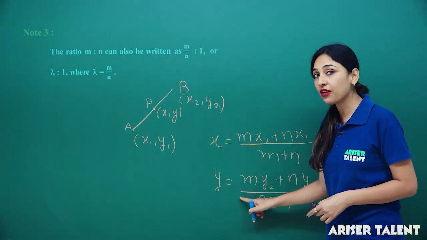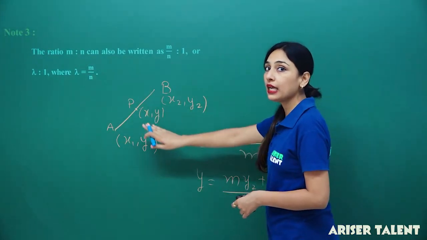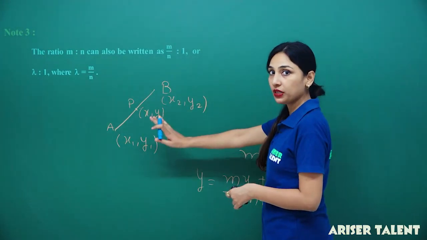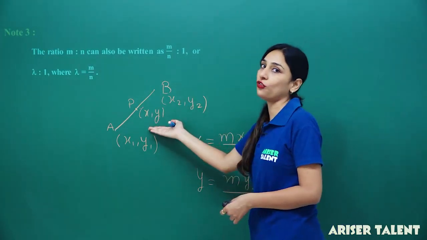And what are these x and y? x, y are the coordinates. x is the abscissa of P and y is the ordinate of P. So in short, this x, y are the coordinates of P.